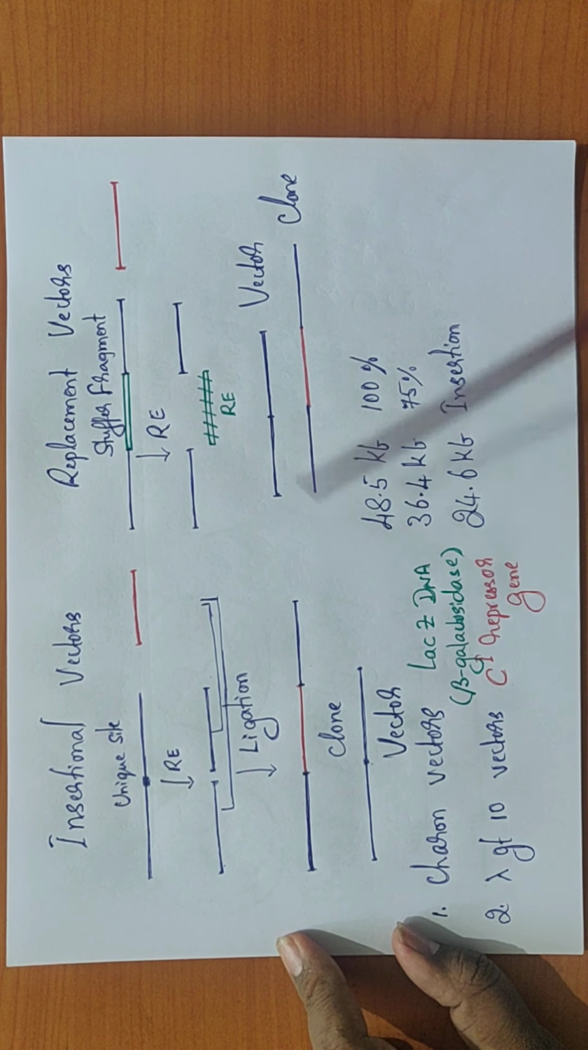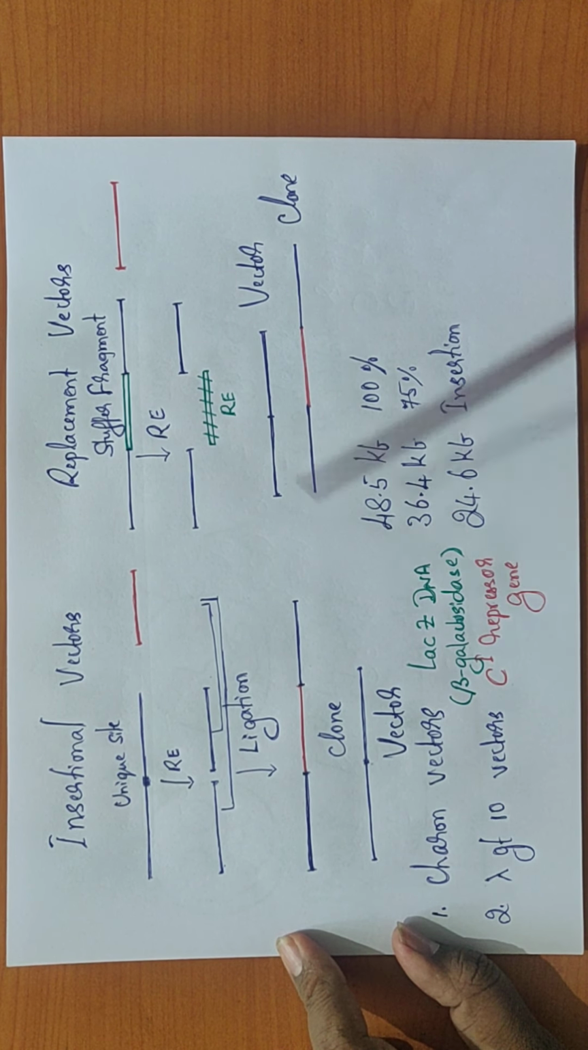Now another group also developed one more set of vectors. They called them lambda gt10 vectors. Now these lambda gt10 vectors, instead of a lacZ DNA, use the cI repressor gene. We know the significance of the cI repressor gene, because it is very important for the lambda DNA to get into the lysogeny cycle.